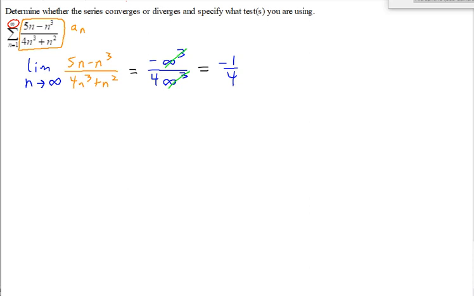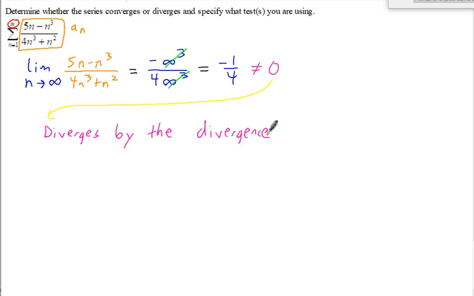And the divergence test can never guarantee that it converges, but what it can do is guarantee that it diverges if this limit is not 0. In this case, it's negative 1/4, not equal to 0, so that tells us this series diverges by the divergence test, as it's sometimes referred to, or oftentimes, especially on the AP test, referred to as the nth term test.